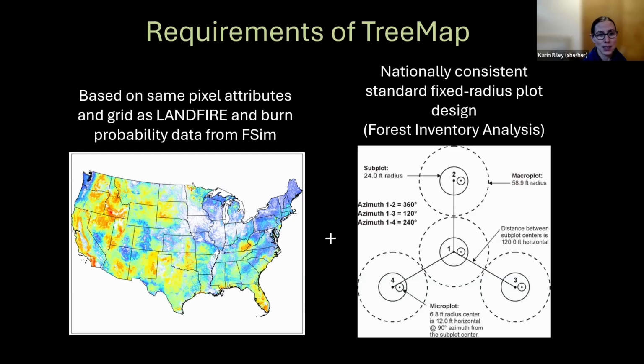So you can see the map at left there is from FSim, the large fire simulator. And that's showing you burn probabilities across the continental US. So anywhere we're in blue there, that's an area that's less likely to burn. Anywhere that's in the oranges and reds, that's an area that's more likely to burn.